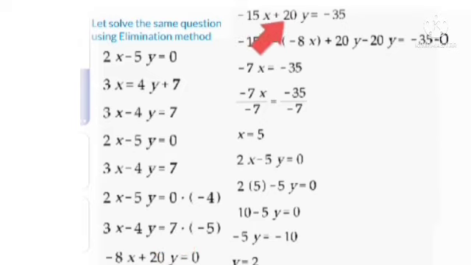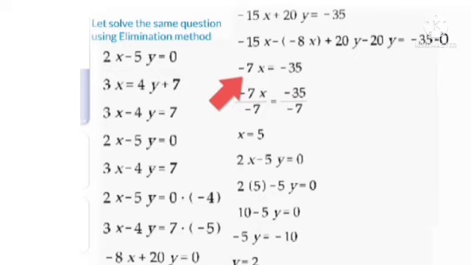So the reason why we are subtracting is because they are both positive. We would have added if one is positive and one is negative. But in some cases, it might not work that way. We just need to make sure that, for these two terms, we look for whether to add or subtract them after making them equal so that they will cancel out. So now we have negative 15x minus 8x plus 20y minus 20y is equal to negative 35 minus 0.